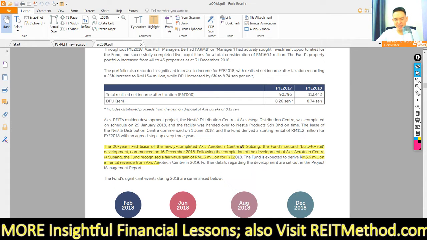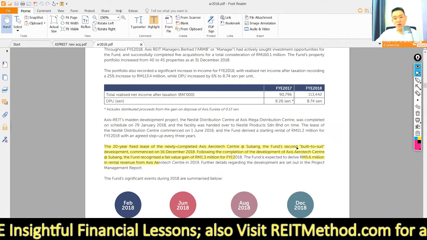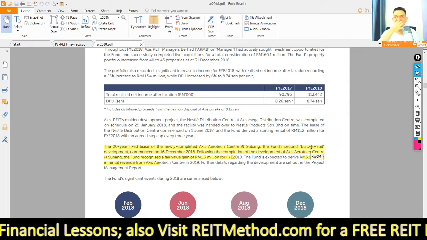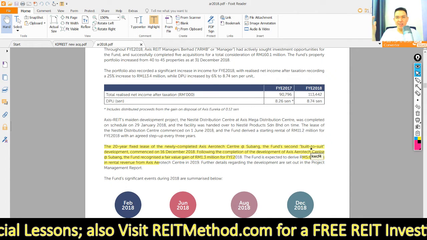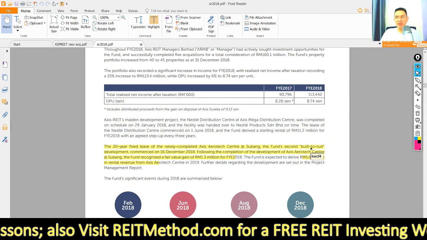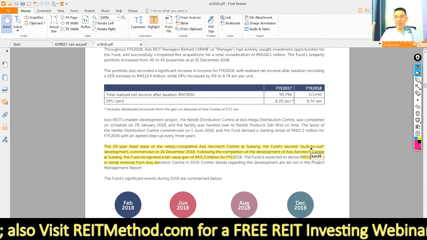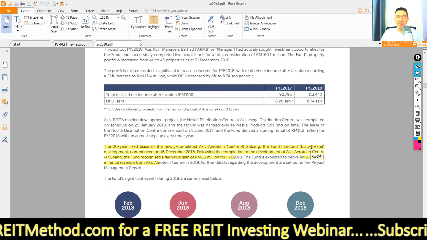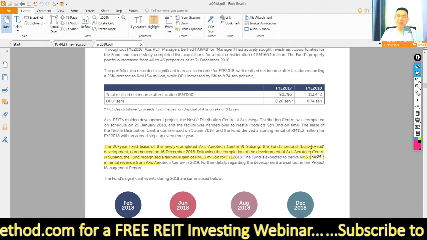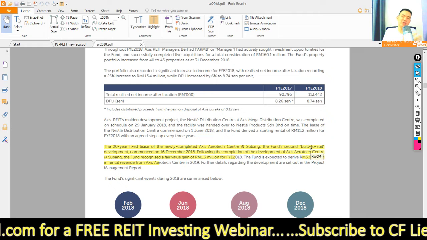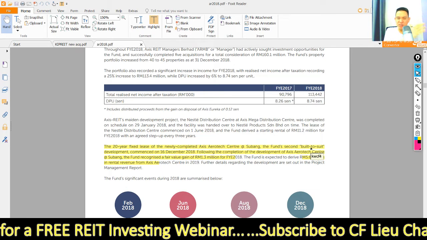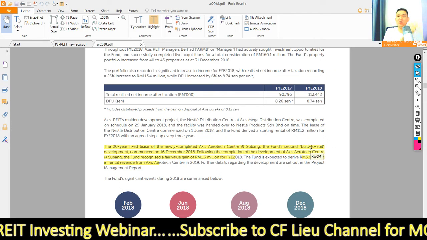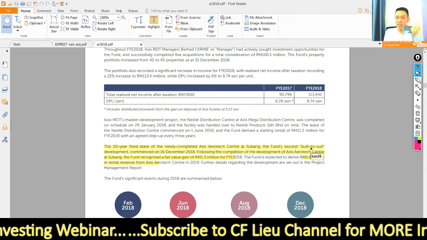Newly acquired AXIS Aerotech Center. It's a second build to suit development, meaning that AXIS REIT is one of the more advanced REITs, where they not only buy completed property, but they actually have a certain existing tenant profile that has a certain requirement, and then that's why they enter into an agreement with them, with the approval of the Securities Commission, because as a real estate investment trust or REIT, normally they cannot develop property because they are not a property developer. Their main business is to buy and hold rental generating property.